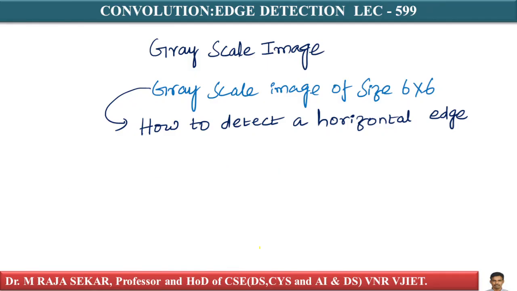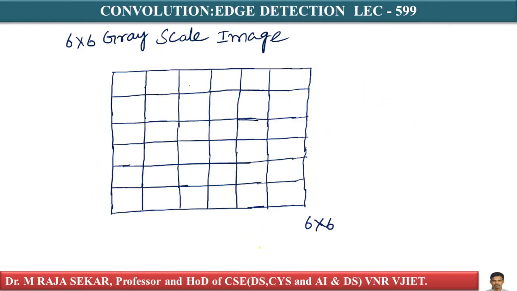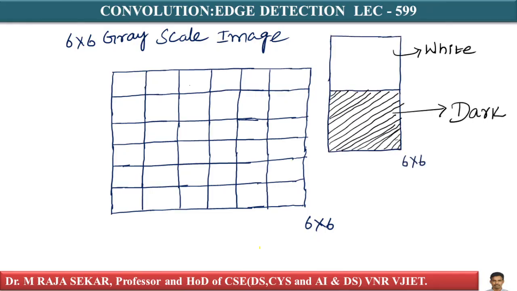Let's understand what the input is. The input is a simple 6 by 6 image. Let me just expand this 6 by 6 image so that I can explain what's happening here. So this is my 6 by 6 pixel image. Let's write the pixel values. Just try to recall our image: the lower bottom is all black. Let's assume all black pixels have the value 255.